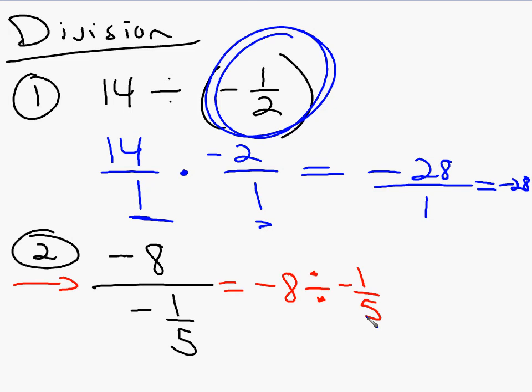Now, what did I just say on the last problem? When you divide by a fraction, I need to flip, multiply by the reciprocal. So I need to make this negative 8 over 1 times negative 5 over 1. Remember, anytime you divide by a fraction, you multiply by the reciprocal. Is there any factoring I can do? Not on this problem. A negative times a negative is a positive 40. It'll be 40 over 1, but that's just 40. All right?